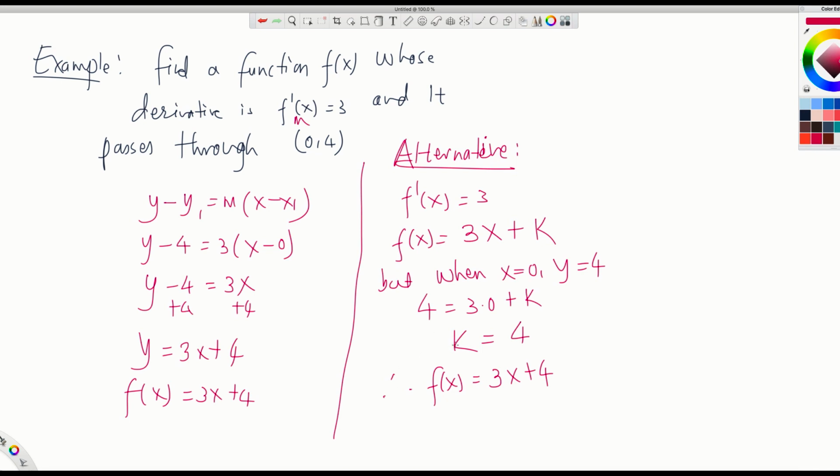But in chapter 4, you will learn how to find the antiderivative of this kind of function. Basically this is what we do, but there is a formula to find the antiderivative.